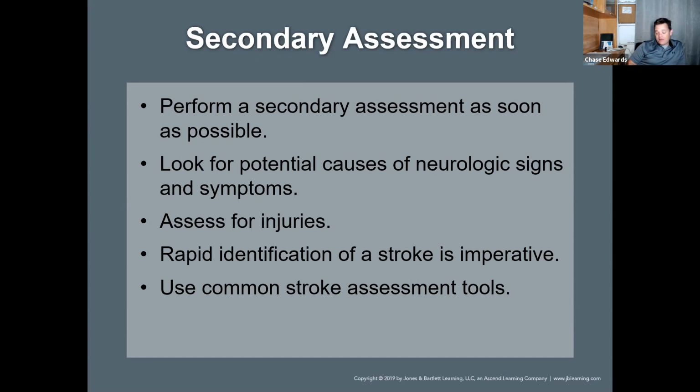The rapid identification of a stroke is imperative, so the sooner the better. You're going to perform at least 3 key physical tests on the patient you suspect of having experienced one. We talked about it. We're going to do the facial movement, the speech, the arm movement. If any one of those are positive or abnormal, you should assume the patient is experiencing a stroke, right?